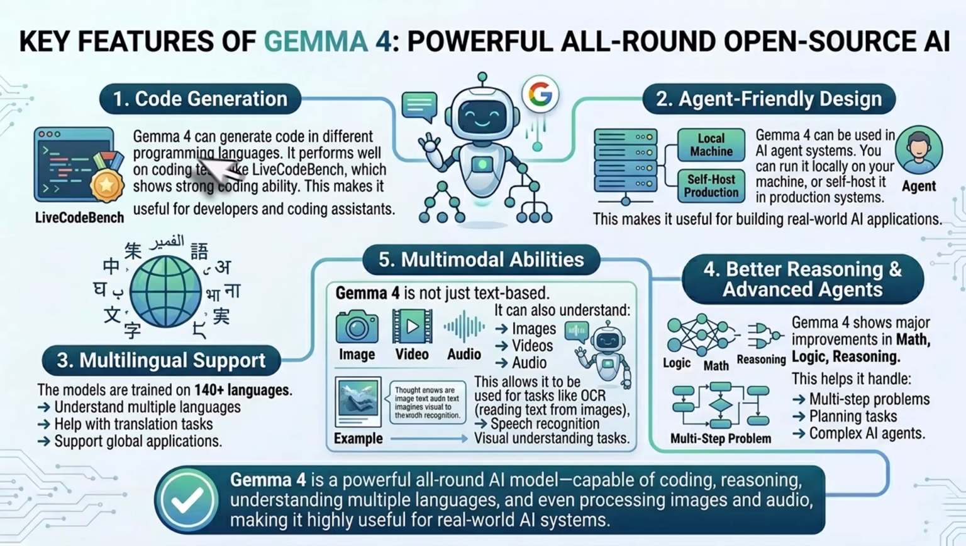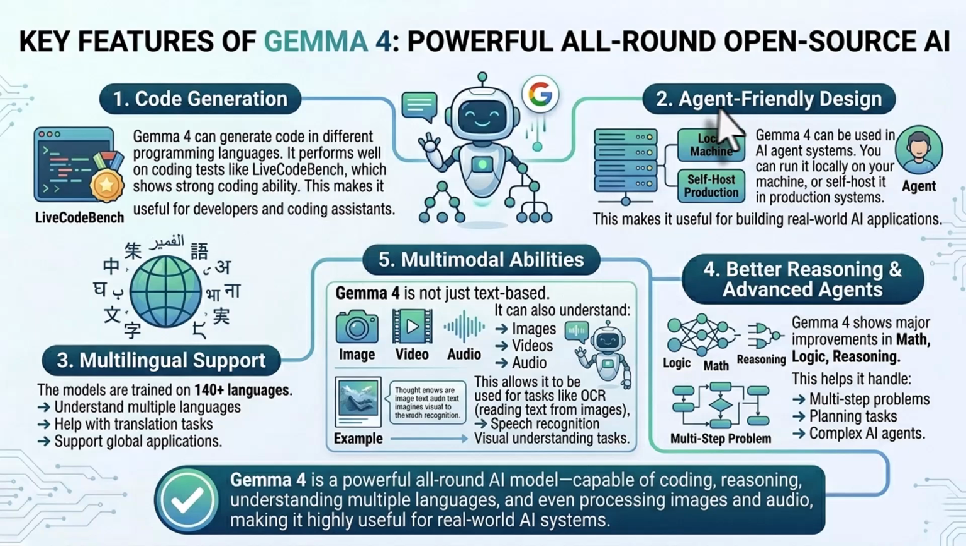Okay. Now let's understand the key features of Gemma 4. The first one is code generation. Gemma 4 can generate code in different programming languages, and it performs well on coding tests like LiveCodeBench. That means the Gemma 4 model has strong coding ability, right? So this model is useful for developers and coding assistants.